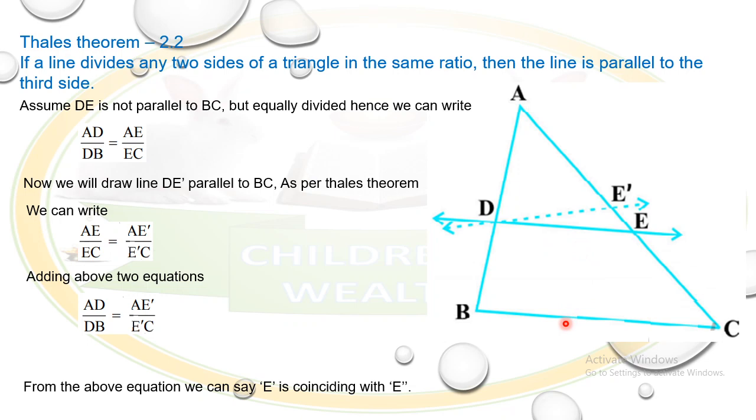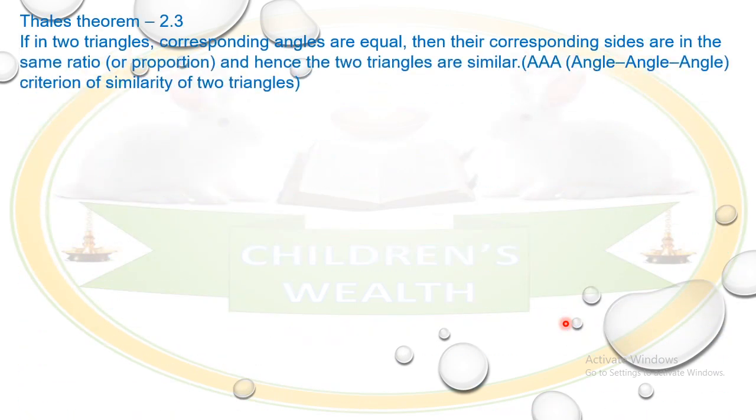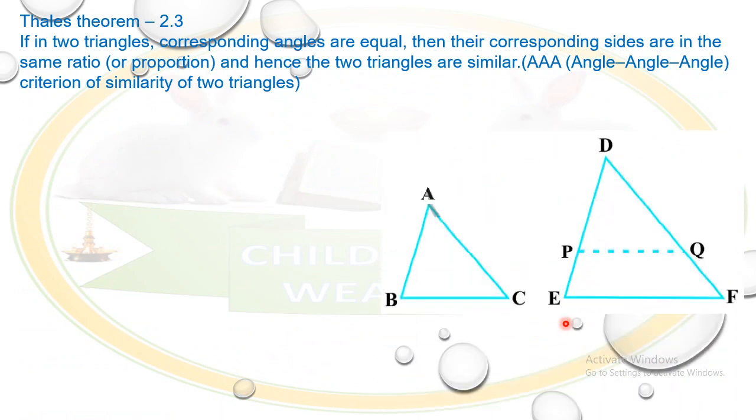We'll move on to the next, Thales theorem 2.3. In Thales theorem 2.3, it says if in two triangles corresponding angles are equal, then their corresponding sides are in the same ratio, and hence the two triangles are similar.